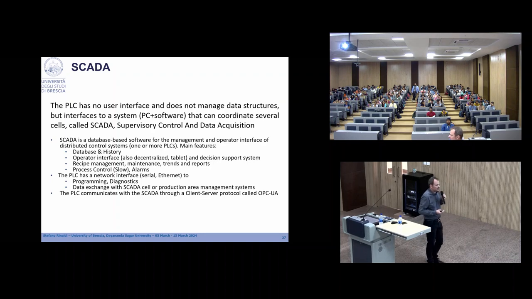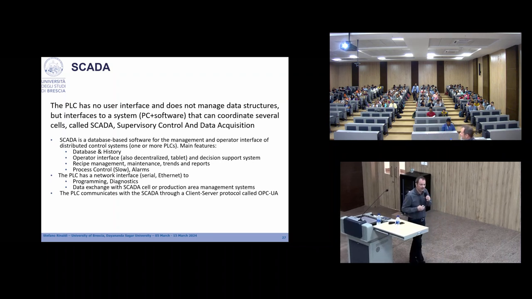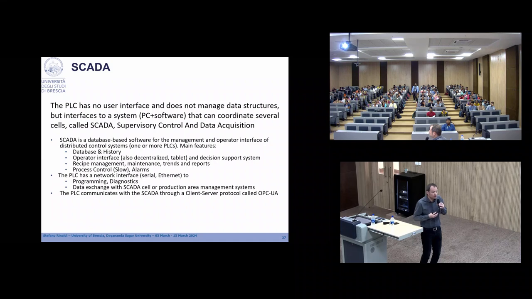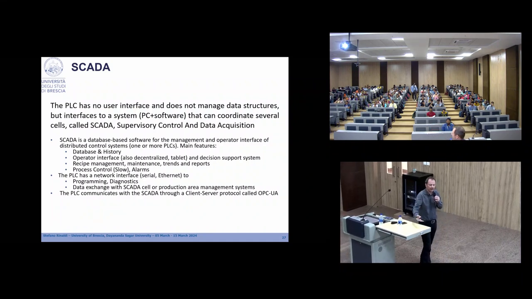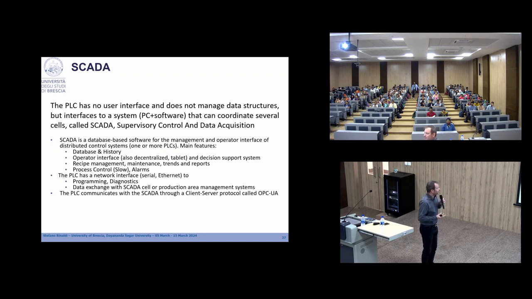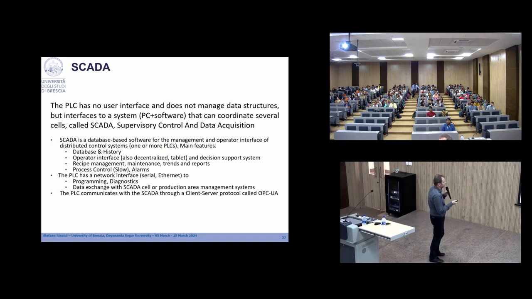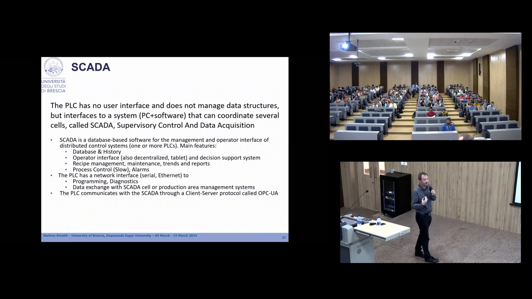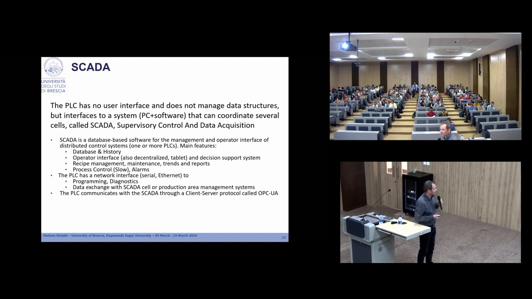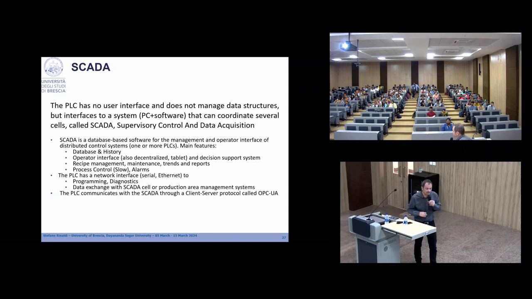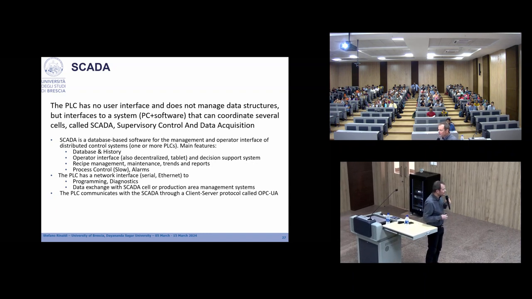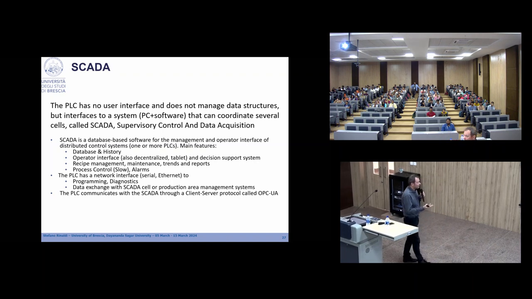The SCADA system basically is a PC, an industrial PC, whose task is to acquire the information from the PLC, to keep this data in a local database and to show this information to a local operator, to a man that supervises the system. The main feature of a SCADA system is to keep the database and the history of the plant, and to provide the interface to the operator. The operator can have a look at the plant and see if the plant is working correctly.